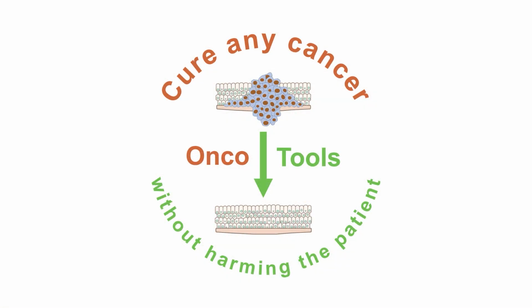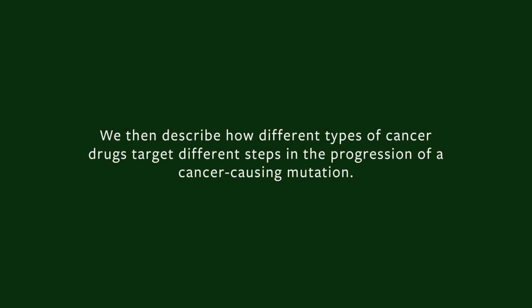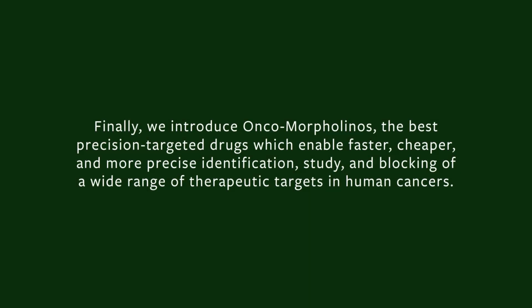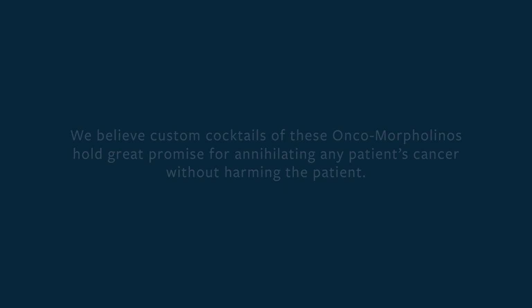A better way to study and treat cancers. This video describes the steps in the flow of information within cells and how a cancer-causing mutation progresses through these steps to ultimately help form a cancer. We then describe how different types of cancer drugs target different steps in the progression of a cancer-causing mutation. Finally, we introduce oncomorpholinos, the best precision-targeted drugs which enable faster, cheaper, and more precise identification, study, and blocking of a wide range of therapeutic targets in human cancers. We believe custom cocktails of these oncomorpholinos hold great promise for annihilating any patient's cancer without harming the patient.